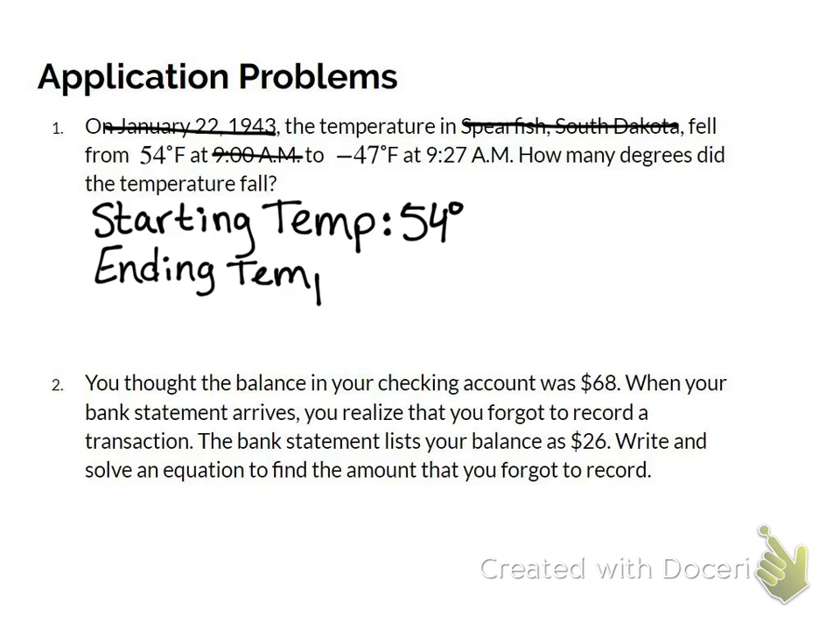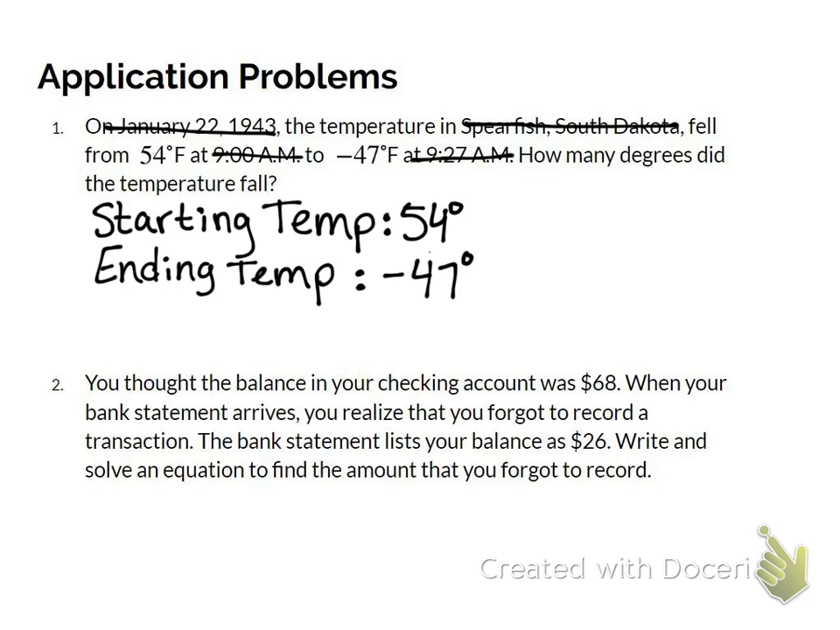Negative 47 degrees Fahrenheit. Again, we don't care about what time it was at. They're asking us how many degrees the temperature fell. Now you could think through this logically, or we could set up an equation.